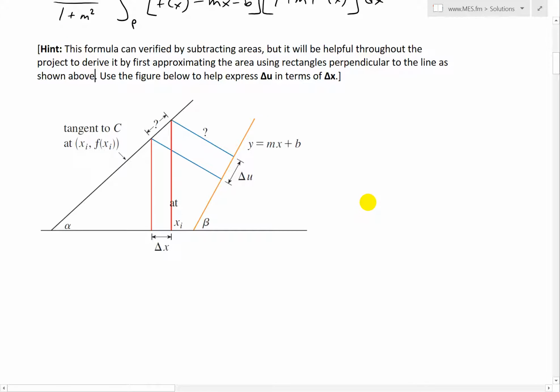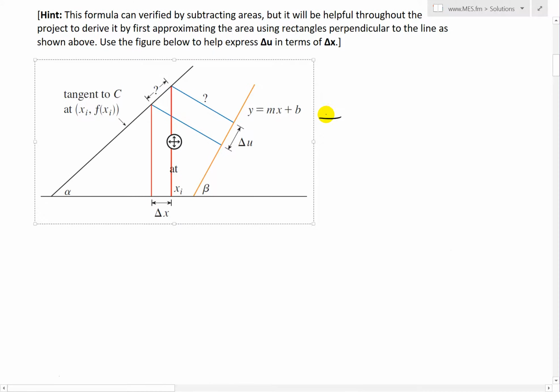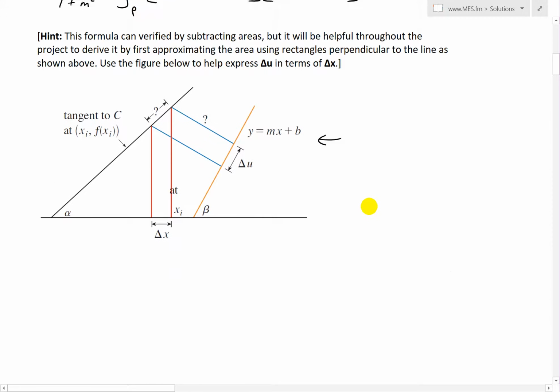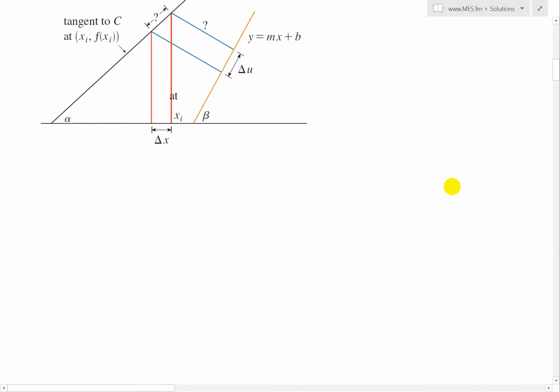And it also says here, use the figure below to express delta U in terms of delta X. So this is the hint that the textbook gives us. It gives us this image, and it helps us convert this delta U into delta X, which we're going to have to solve it by. So let's go over the solution. Solution to question number 1.